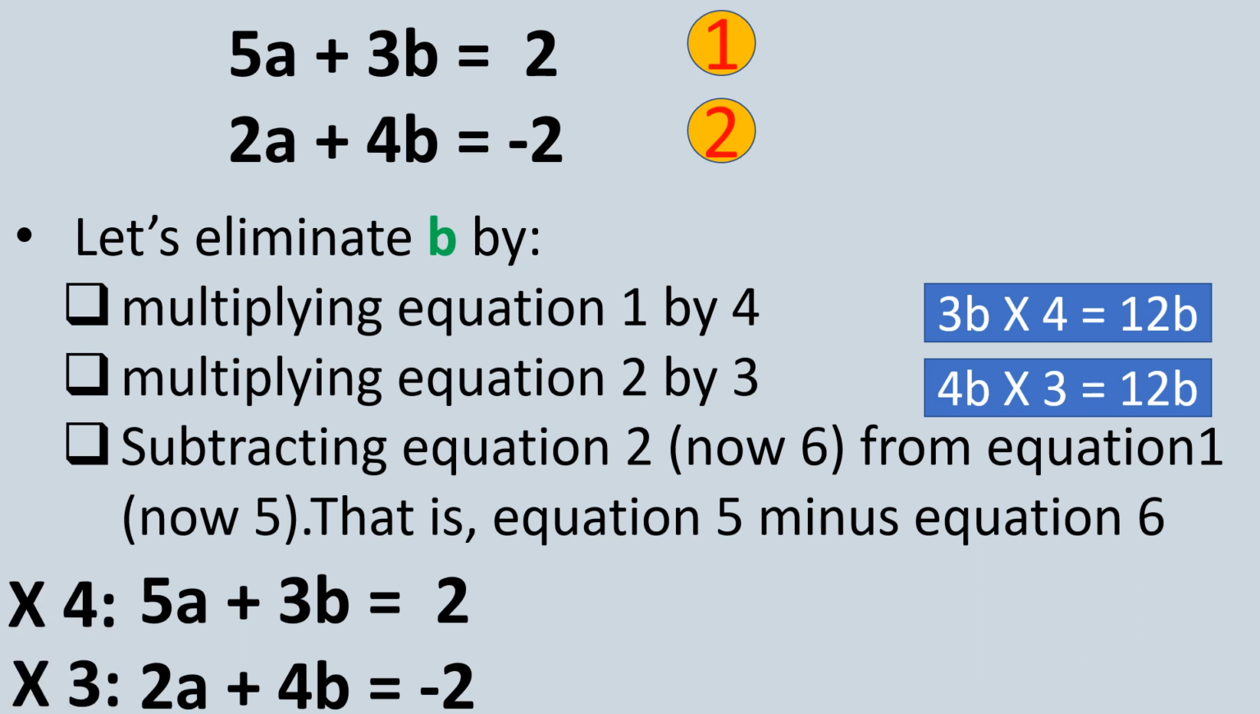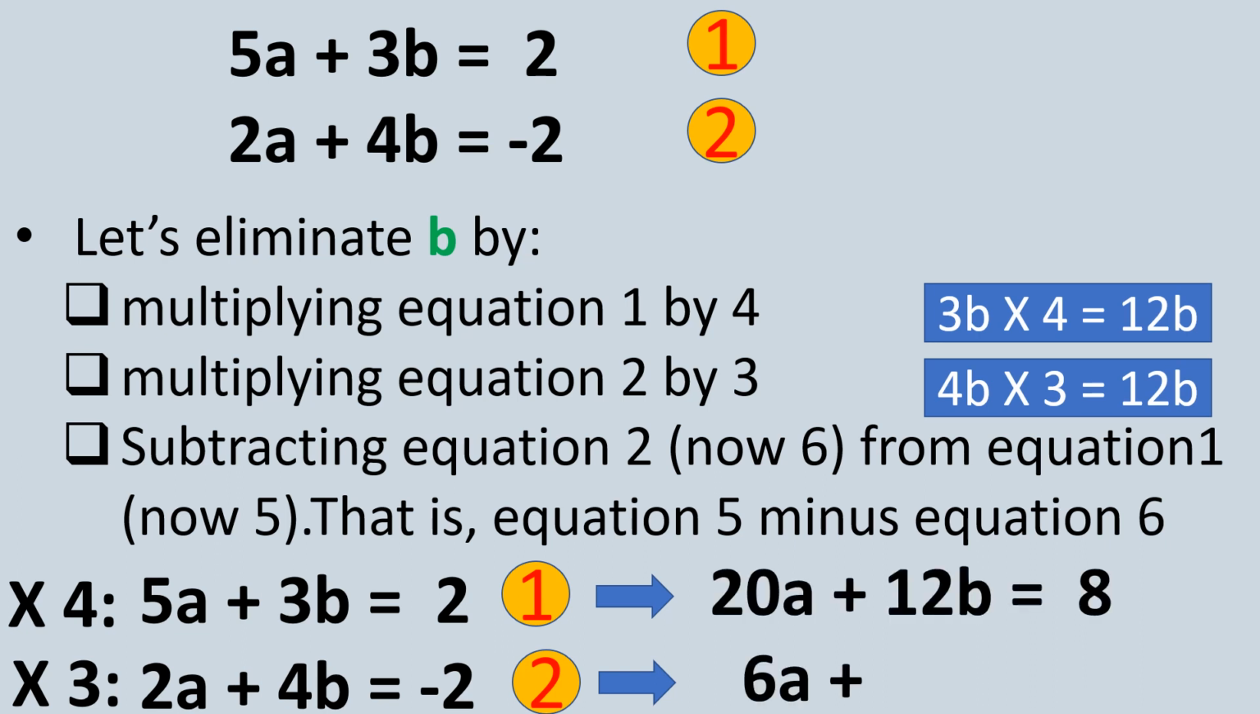5a plus 3b is equals to 2. And then we have 2a plus 4b is equals to minus 2. Those are equations 1 and 2. But what we've said is that we'll multiply equation 1 by 4, and then we'll multiply equation 2 by 3. Now when we multiply equation 1 by 4, we're multiplying each and every one of the components.